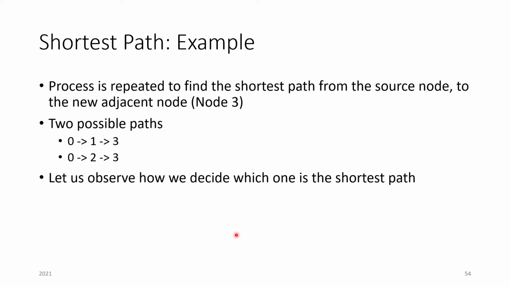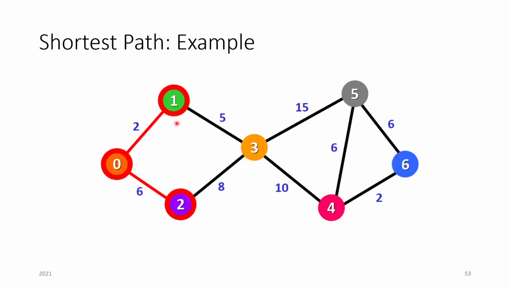We keep repeating this process for each one of these nodes in turn by watching for the next corresponding adjacent nodes. So if we watch our graph here for our shortest paths, the next corresponding adjacent node from our end nodes in the shortest path, which are node 1 and node 2, is node 3. So we're going to have to figure out, okay, from node 1 or node 2, because we already have these shortest paths here, which one of these paths will give us the shortest path from node 0 to node 3.